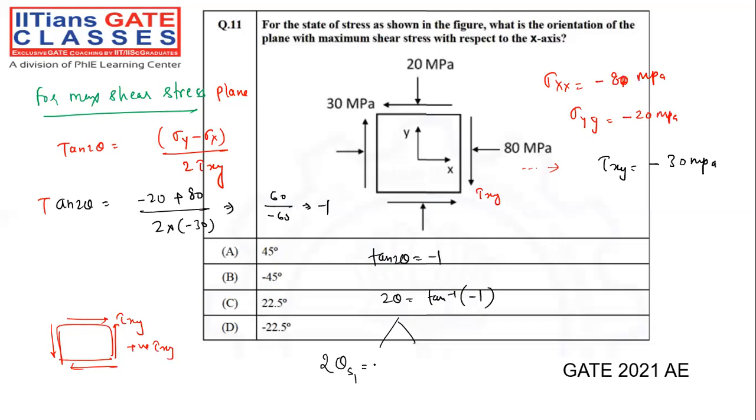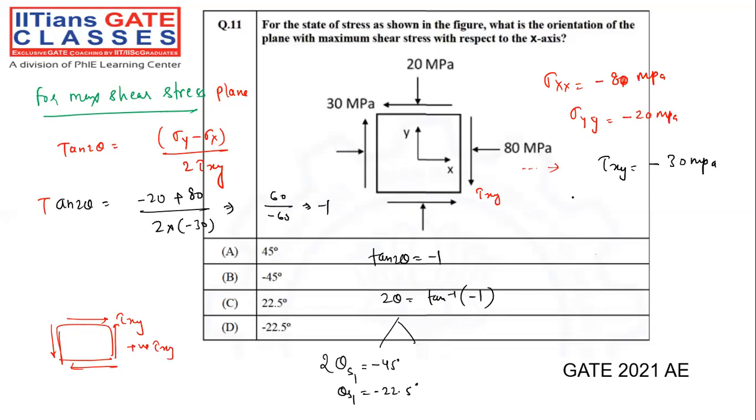One value we can get for 2 theta is minus 45 degrees. So theta s1 is minus 22.5. That is one value, and we know it is in the clockwise direction. For the other value, the angle between these two planes has to be 90 degrees. Whatever the angle between these planes, that has to be 90 degrees with each other, right?